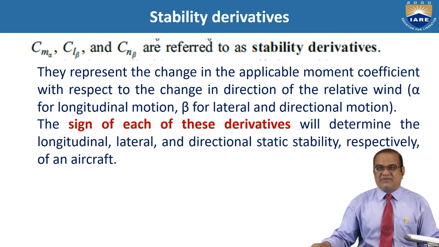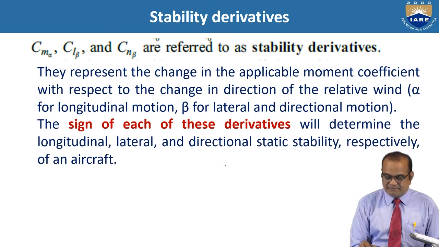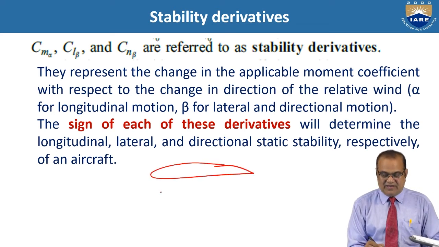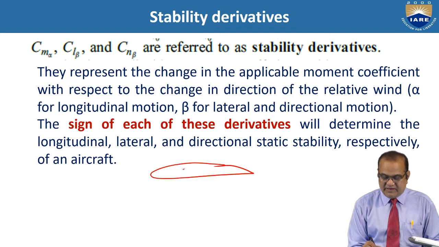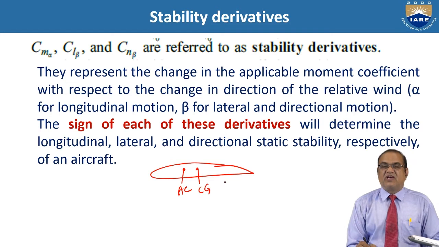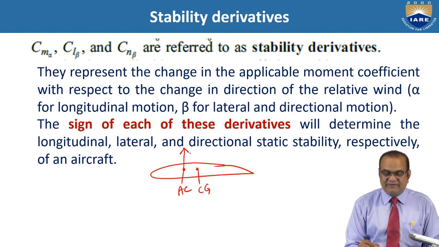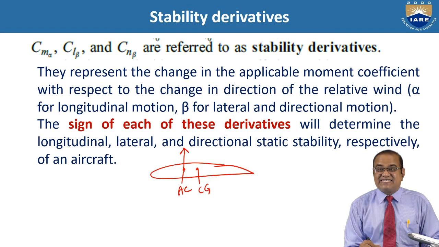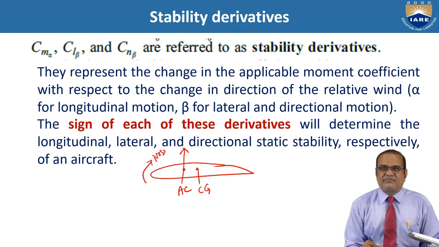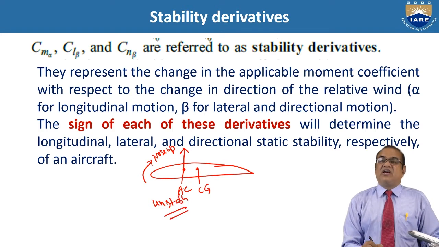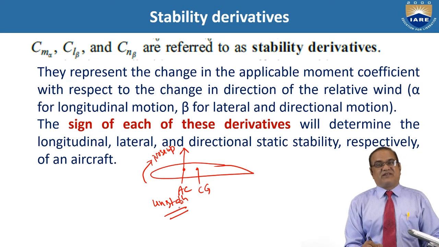So just I am explaining, this is the wing and this is the AC and this is the CG. So always lift will act at the AC. So if the AC is ahead of the CG, tendency is nose up. This nose up will make the aircraft unstable. Nose will not come back after disturbance.